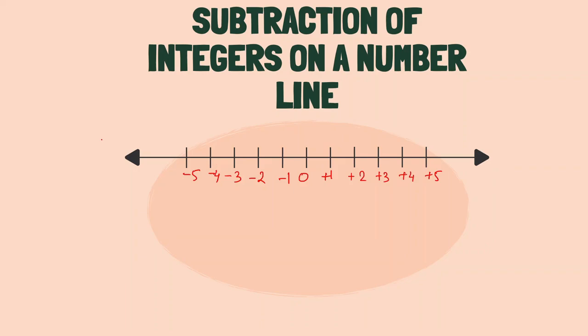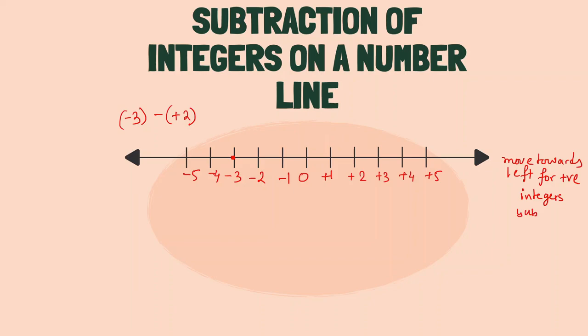Now take two integers. I am taking minus 3 and I will subtract plus 2 from minus 3. Okay. So to subtract a positive integer, we have to move towards left. So here it is minus 3 and we have to move towards left. Move towards left for positive integers.